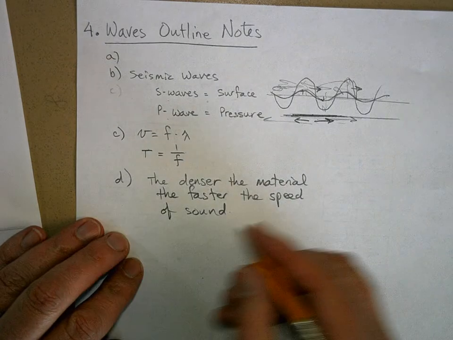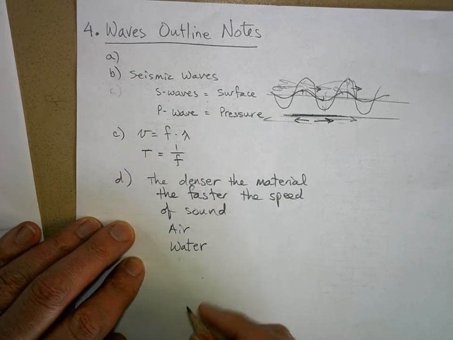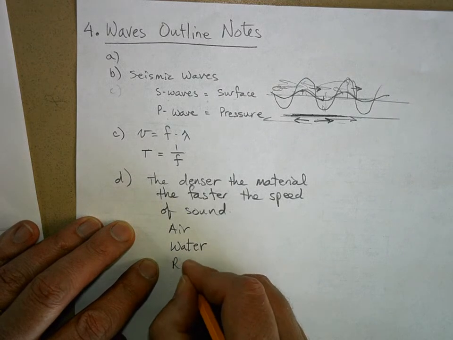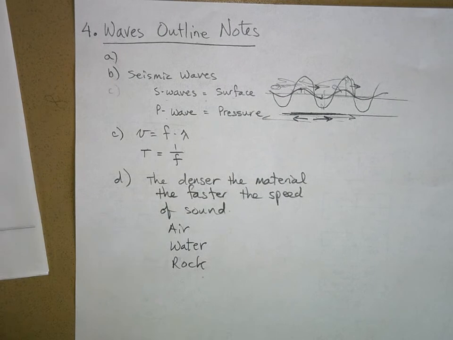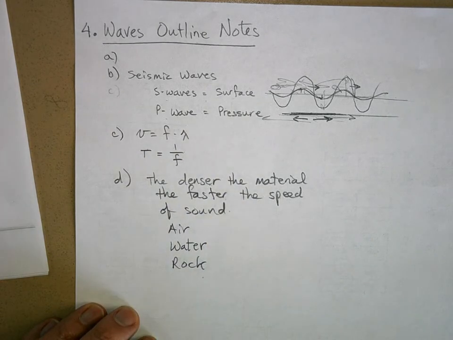So, air, water, rock. Sound can travel through all of these. Which one will it travel through the fastest, though? The air. No, the fastest. I'm sorry. The denser the material, the faster the speed of sound. It will travel through rock much faster than it will through air.